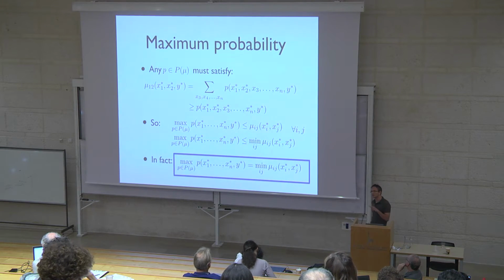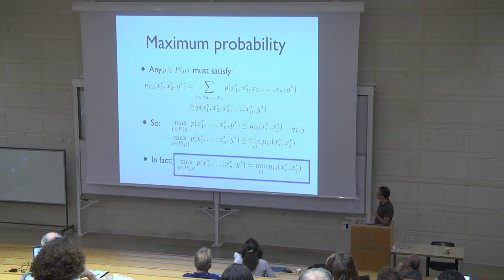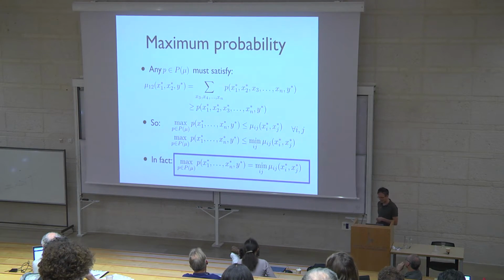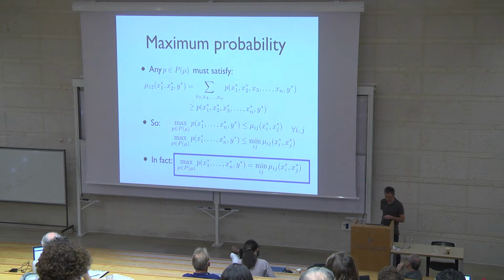And in fact, we can show that this is tight in the case of trees. So if your graph of dependencies is not a tree, then this is not necessarily tight. But if it is, then we can construct the maximum and we show that it's tight.